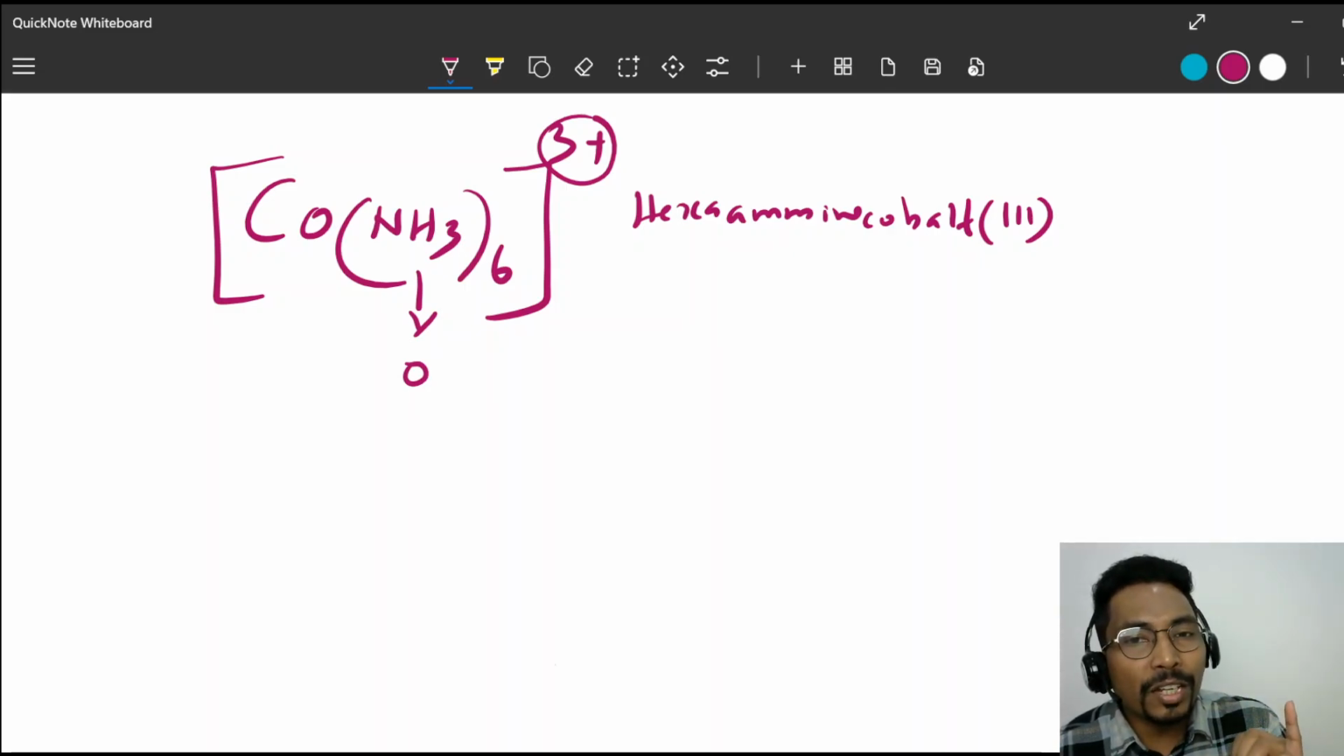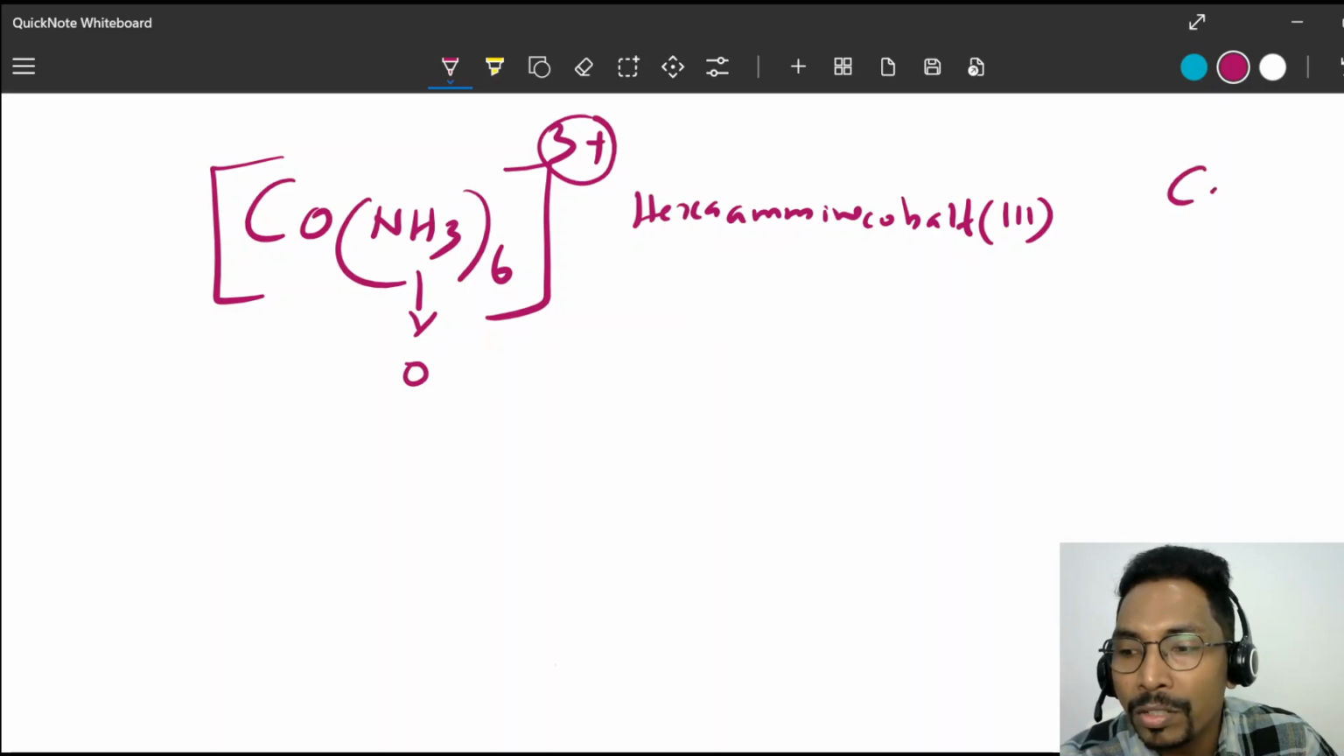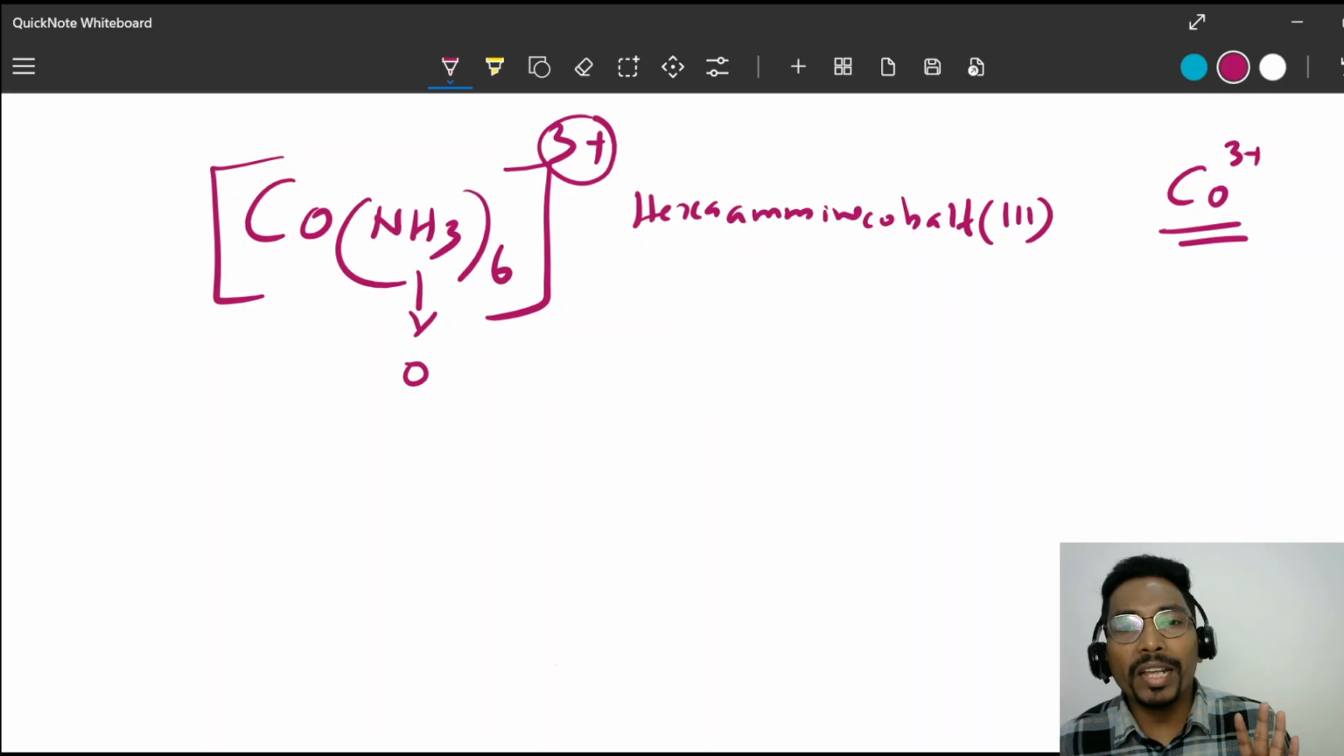So first you need to get the oxidation state of the central metal atom. That is the first thing you have to do in this type of question. The oxidation number of the central metal atom is +3, so we have found Co3+. Secondly, you have to write the electronic configuration.